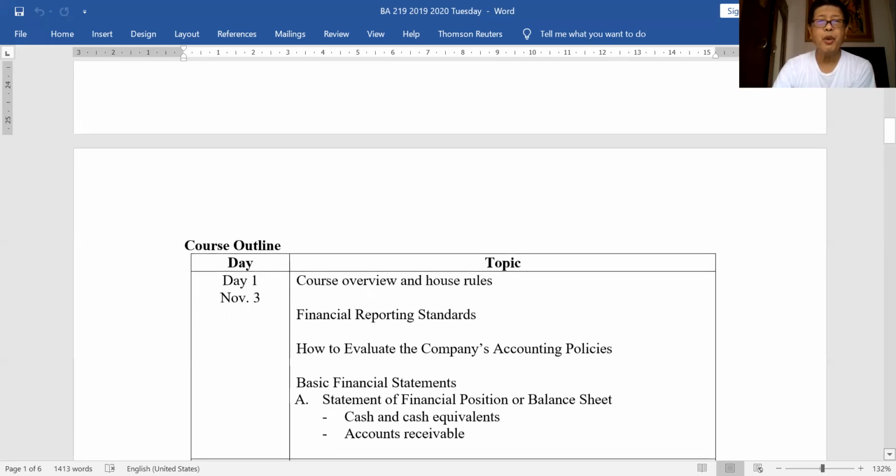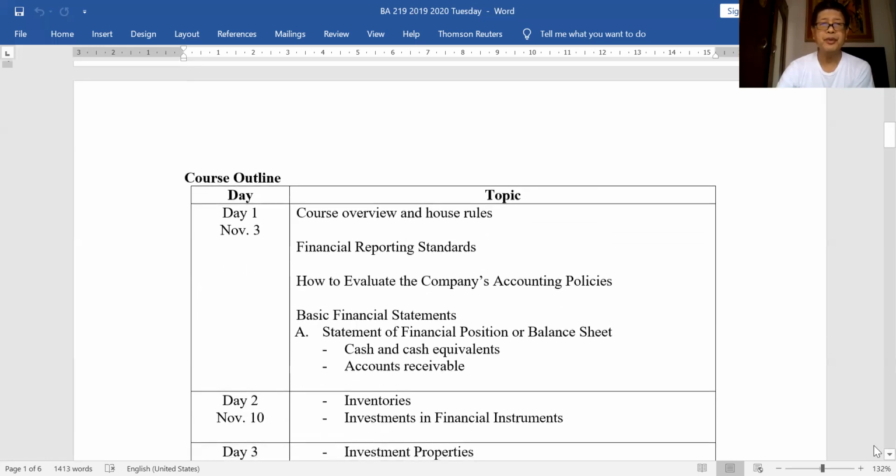Today I'm going to give you an overview of the house rules. We will go through them later on as I discuss this course outline. So we're going to discuss financial reporting standards, how to evaluate the company's accounting policies, and then I'll start with the discussion of the basic financial statements, and I'll start with the balance sheet today. But I'm going to prepare a separate video for the lecture. So this particular video is mainly for orienting you on the entire course.